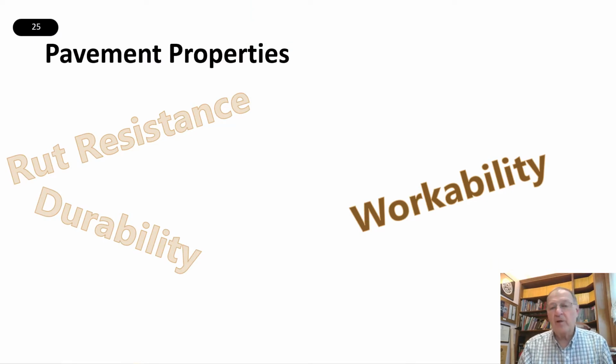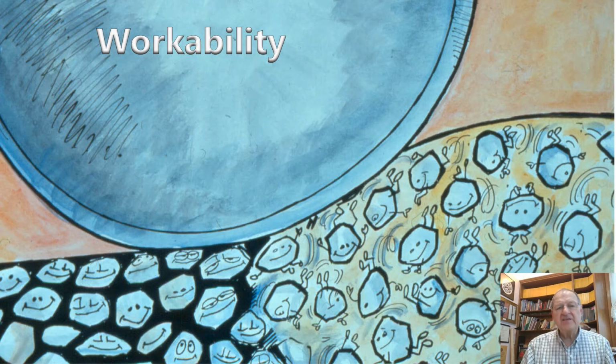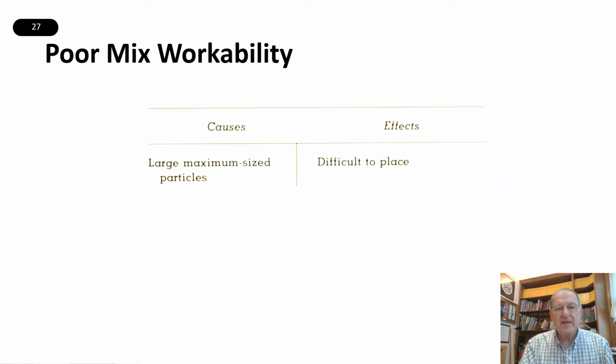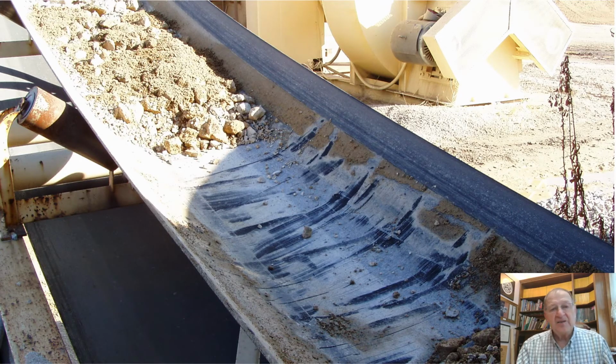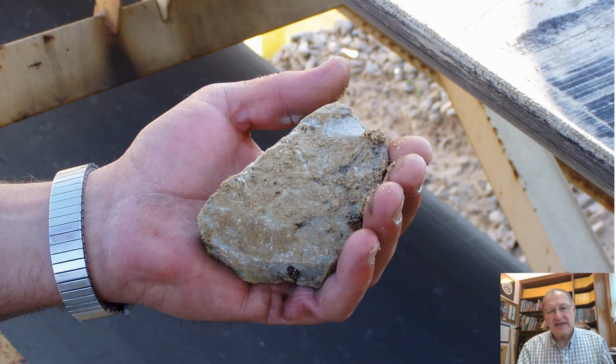So the next property that we'll look at is workability. Workability is the ability to place and compact a hot mix. One of the things that can cause poor mix workability is a mixture with very large maximum size particles. This mixture, which I'm showing as a belt sample at the hot mix plant, has twos in it, meaning that it has a maximum size of about 4 inches and a nominal maximum size of 2.5 inches.